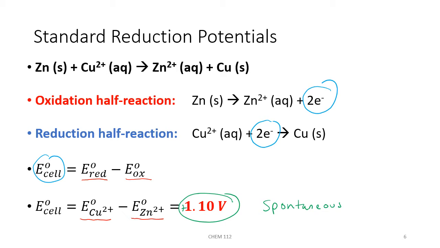So the voltages that we get for our standard cell potential are dependent upon what those standard reduction potentials are for each of the individual half reactions, for the reduction half reaction and for the oxidation half reaction. So next we're going to take a little bit of time and go through a little bit of the background on where the actual numbers that we would look up for our reduction potentials for copper and zinc would actually come from.